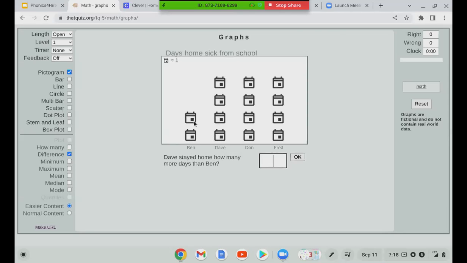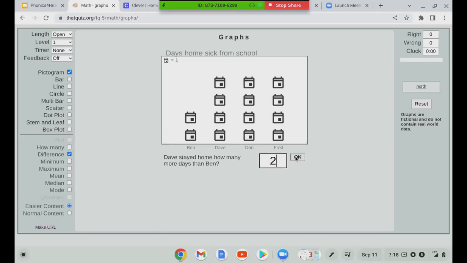And as you can see, Dave has two more. That's 2 more days that he was home than Ben. So the answer would be 2. So although the question is how many more days Dave stayed home than Ben, the answer is 2. If they ask how many fewer days or how many less days Ben stayed home than Dave, then the answer would still be the same. So this is a skill that children are really struggling with.